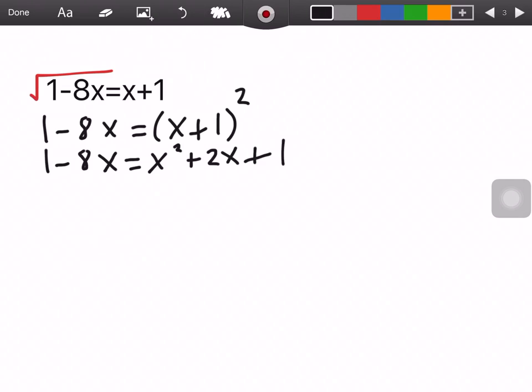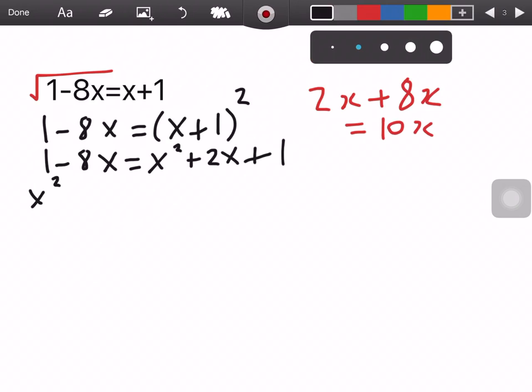Our next step is to rearrange our equation. So x squared plus 2x, and the minus 8x from the left hand side, when you take it to the right hand side, is going to change its operation, from negative to positive. Therefore, it's going to result in 2x plus 8x, which would give you 10x.